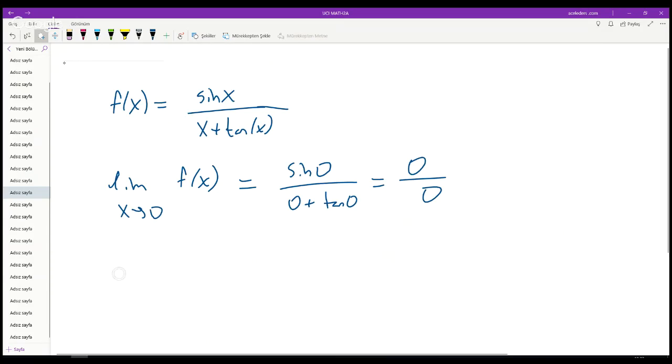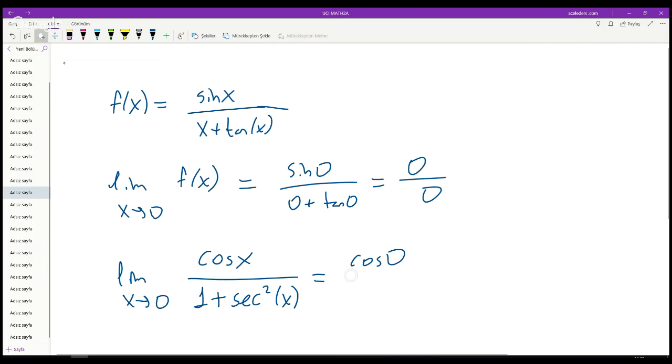Therefore, we should do something to find the limit. And the first thing I can think of is applying L'Hopital's rule. So the derivative of sine x is cosine x, over the derivative of x plus tangent x, which is 1 plus secant squared x. Replace x with 0: cosine 0 over 1 plus secant squared 0.